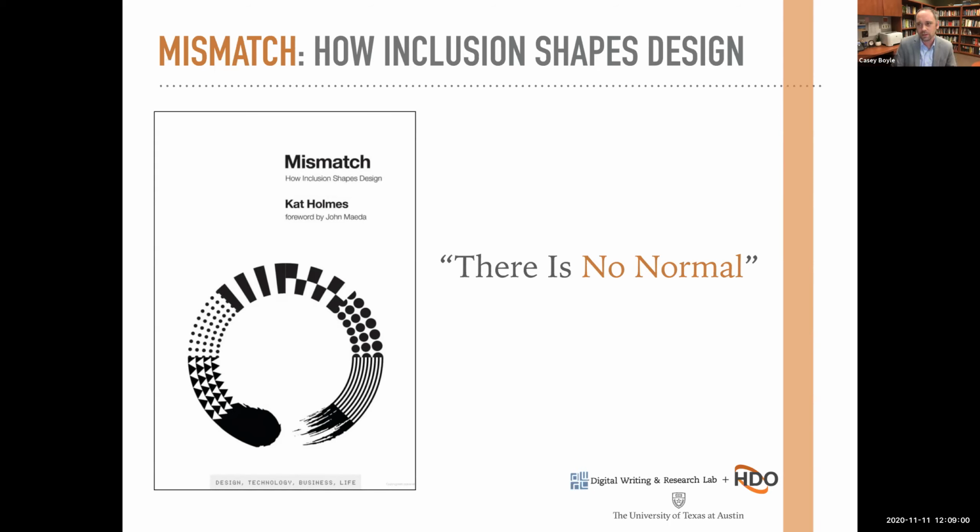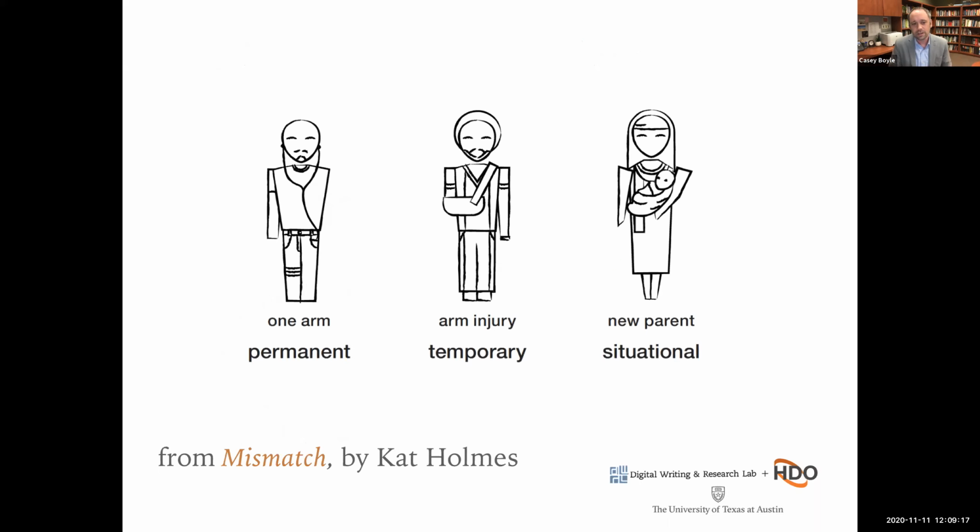But if we think about disability in terms of the social model of disability, in terms of the environment itself being wrong, nothing wrong with the individual, then we understand that disability is something that we all experience at some point. And so, for instance, again, from Kat Holmes's Mismatch, disability might be permanent. So, for instance, in one situation, someone might have one arm. So that's a sort of permanent disability in which meeting up with an environment might always be a little bit frictious, right? Disability might also be temporary. Could be an arm injury, a broken arm, a sprained leg, something along those lines.